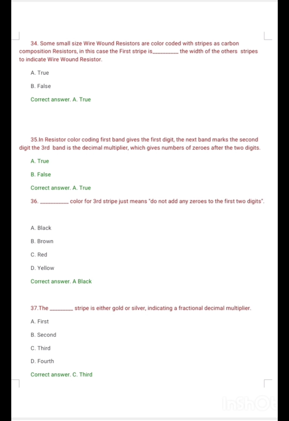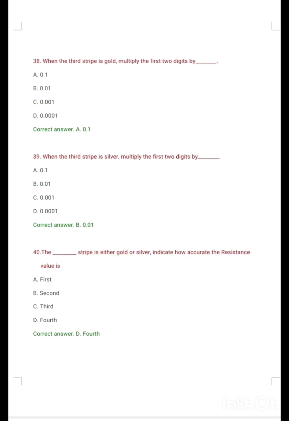37. The third stripe is either gold or silver, indicating a fractional decimal multiplier. A. First, B. Second, C. Third, D. Fourth. Answer: C, third. 38. When the third stripe is gold, multiply the first two digits by A. 0.1, B. 0.01, C. 0.01, D. 0.001. Correct answer: A, 0.1.